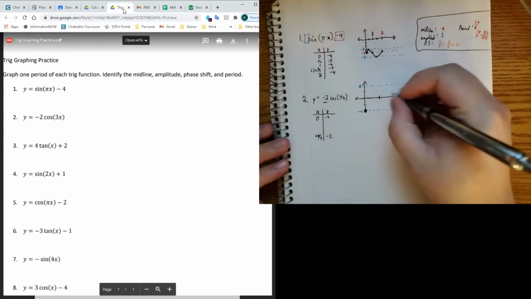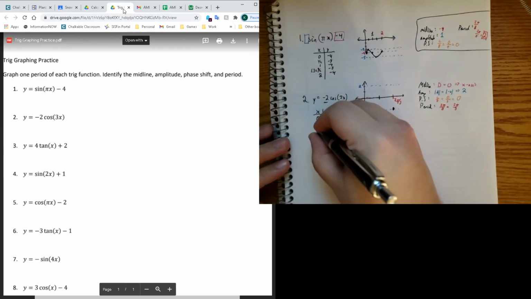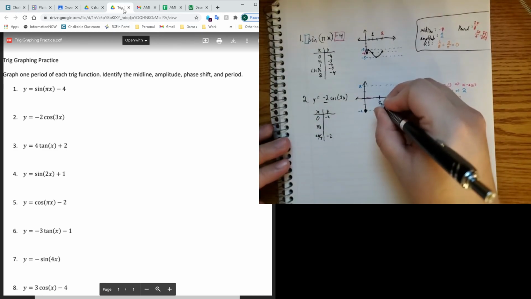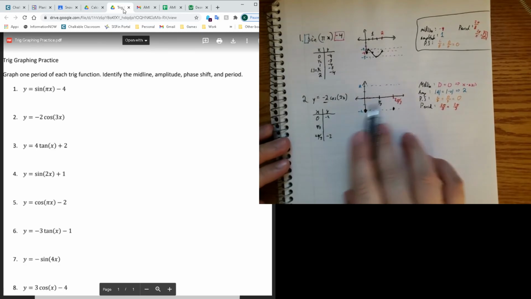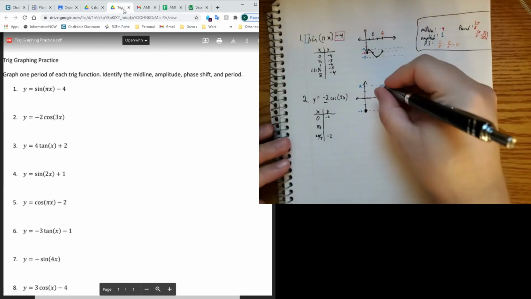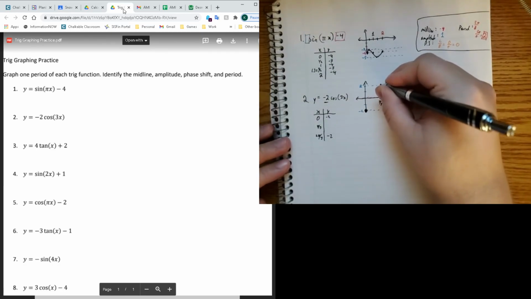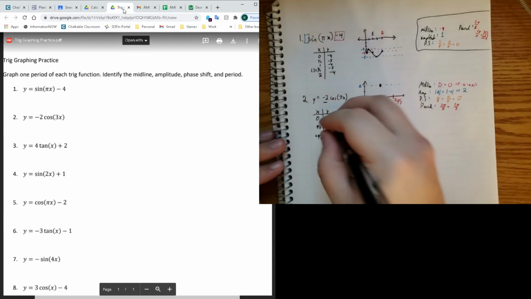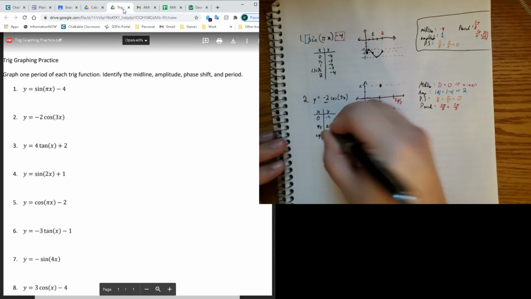So, halfway in between 0 and 2 pi over 3 is the value of pi over 3. So right here should be pi over 3. So that's halfway in between these two. And then on the opposite amplitude, I should have another dot right there. Picture perfect. Next, what I want to do is determine my other values. So that should be at pi over 3 and at 2.